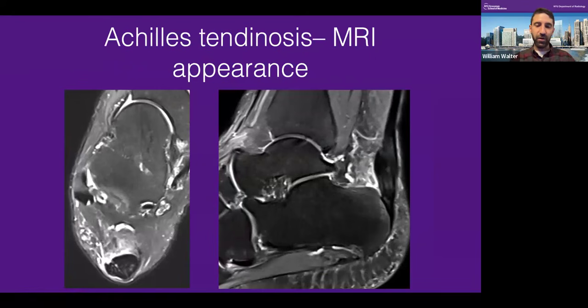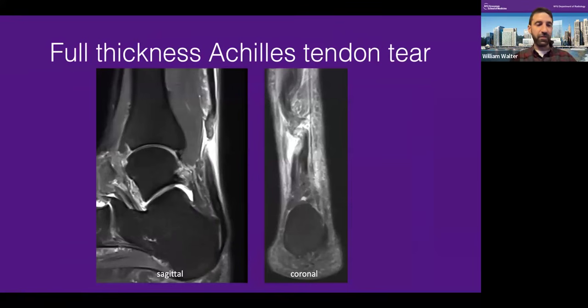Here's another example. These all look very similar. Swelling and signal hyperintensity in the substance of the tendon here, really proximal to its insertion. It's in the distal tendon, but usually a few centimeters proximal to the Achilles insertion. That's the most common site to develop this form of tendinopathy.